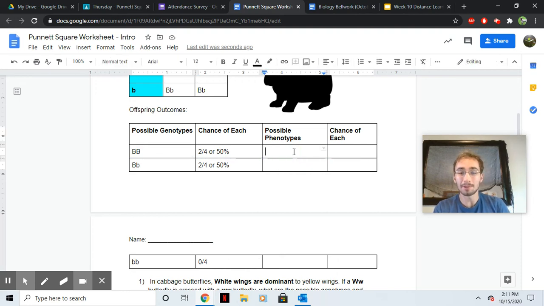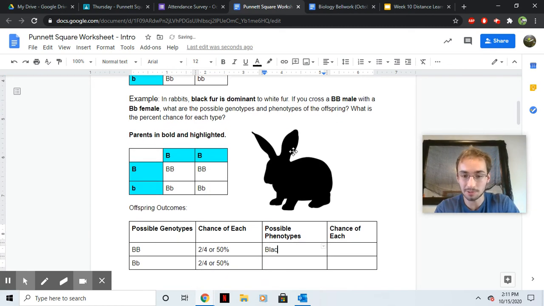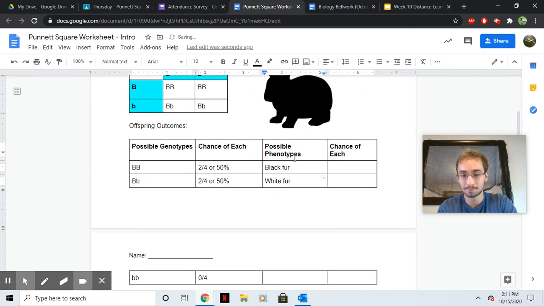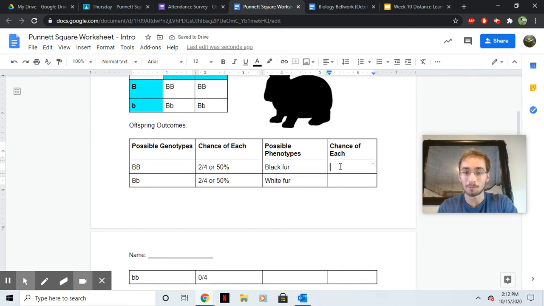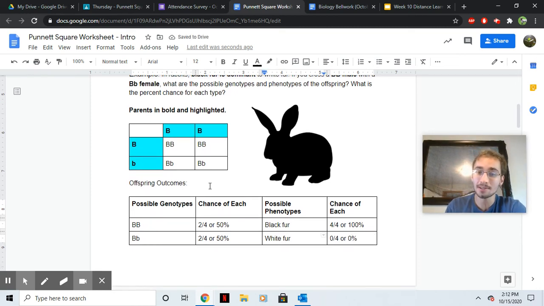Remember, phenotype is what they will look like. The phenotype will either be black fur or white fur. So the possible phenotypes are black fur and white fur. What is the chance of black fur? Remember, black is dominant, so any capital letter will be black fur. That'll be all of the kids, or 100% of the rabbits, will have black fur, and 0 out of 4, or 0%, have white fur. Cool. So that's how you do these.